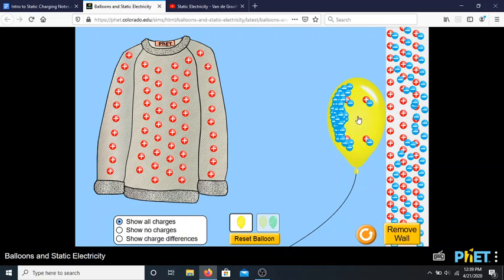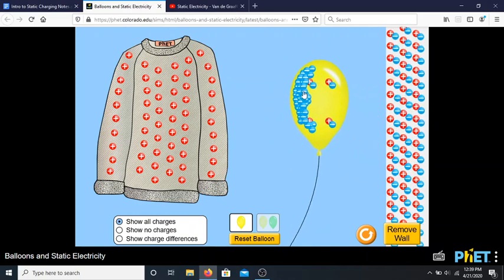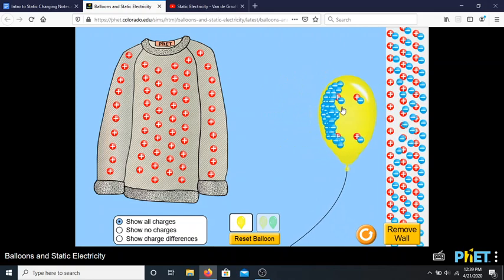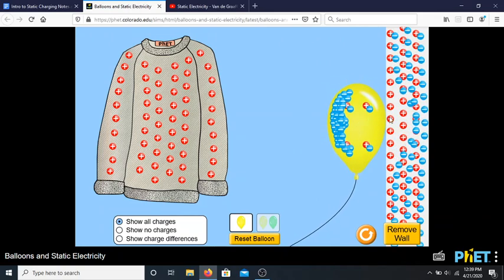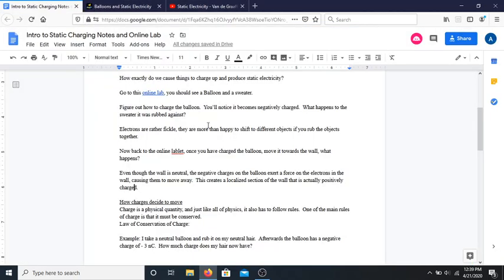All right? It's part of the reason why you can make things stick. If something's charged, you can make it stick to something that is neutral, because what you've done is created a section that is not neutral anymore. It's charged a certain way. All right? Electrons are fickle, and a localized section of the wall is actually positively charged. So hopefully those are some things you saw in this lab when you were playing around with it.